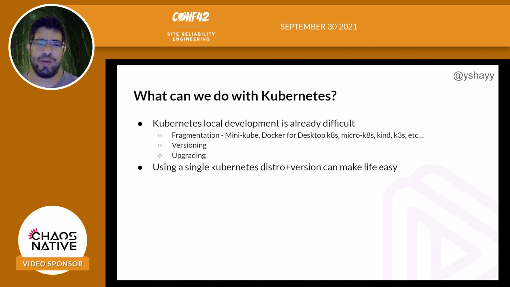What can we do with Kubernetes? So the first thing to remember is that Kubernetes local development is already difficult today. We have fragmentation, different versioning, different distributions, like Minikube, Docker for Desktop, MicroK8s, kind, K3S, and everything is a bit different. You notice this differentiation especially when you develop a project that uses the Kubernetes API. So using a single Kubernetes distro and version can make life easy.